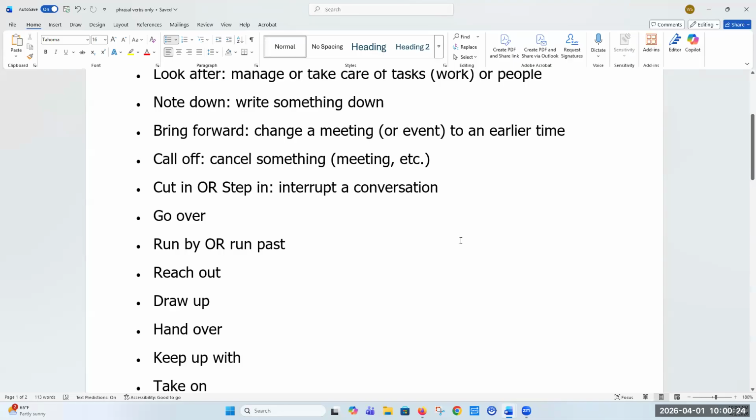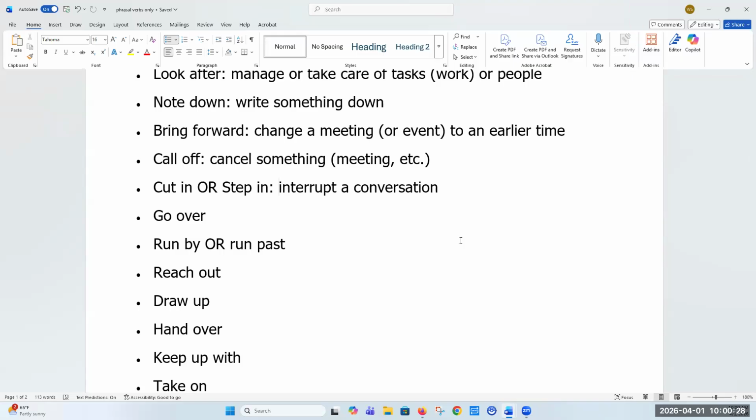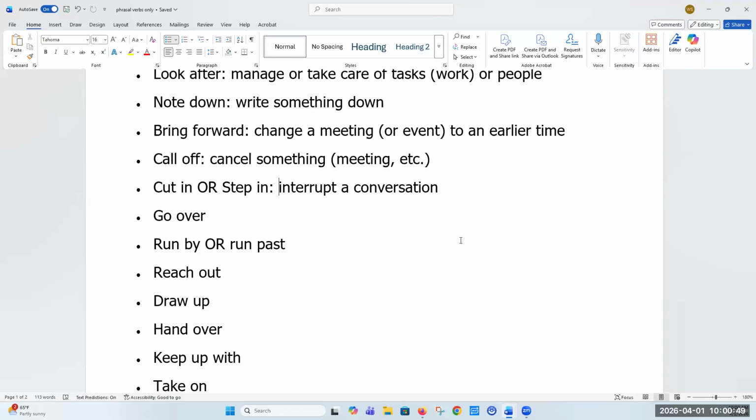That's also cut in, which is not polite. Cut in the line. I wouldn't say step in. I'd say cut in for the movie line. To me, cut in is like a real interrupt.